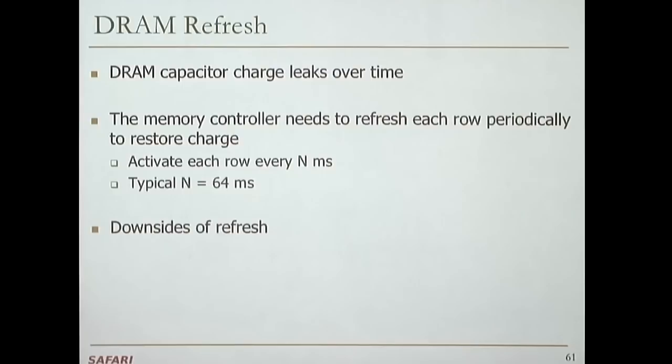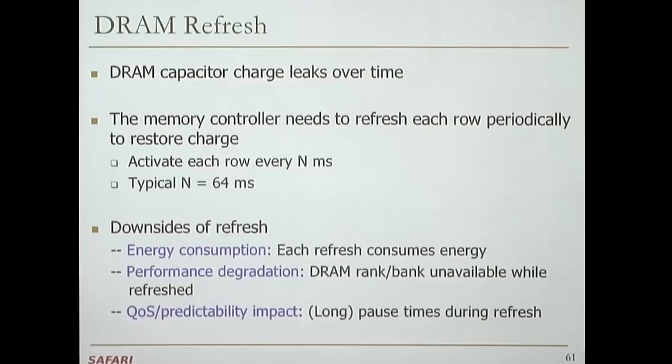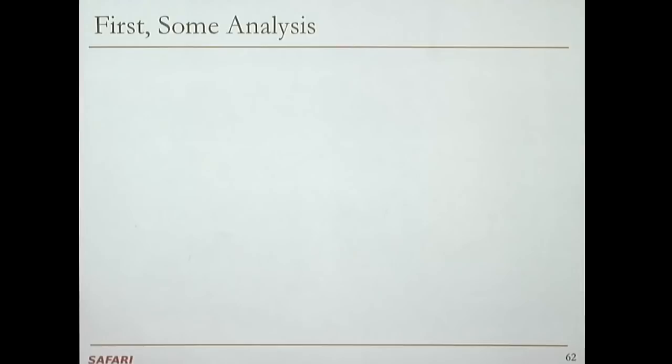So there are many downsides to this, of course, right? Every 64 milliseconds, you consume a lot of energy. You lose performance if you're actually running something else in the system. You need to refresh it when you're running it. DRAM rank. Don't worry if you don't know what a rank is, but basically a bank is unavailable when it's refreshed. It has an impact on quality of service. Maybe you get long pause times during refresh if you don't do it intelligently. So you need to schedule the refreshes intelligently also. And it turns out this refresh rate limits DRAM capacity scaling, and I'll give you an example of this. So this is not good, basically.